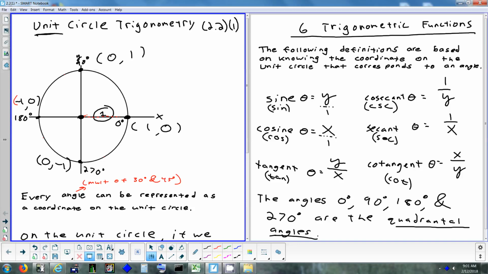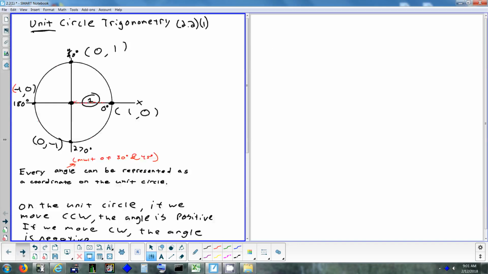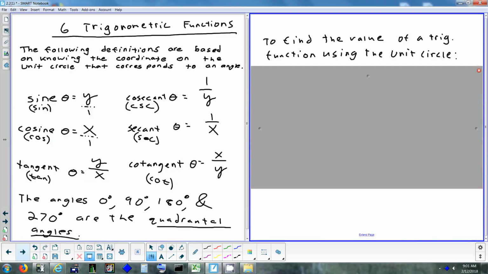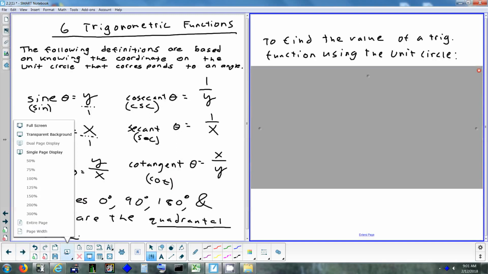Okay, and again, those angles that we just labeled, those are called the quadrantal angles. All right, so we got our trig functions. So now we've got our formulas. So how do we actually do unit circle trig?